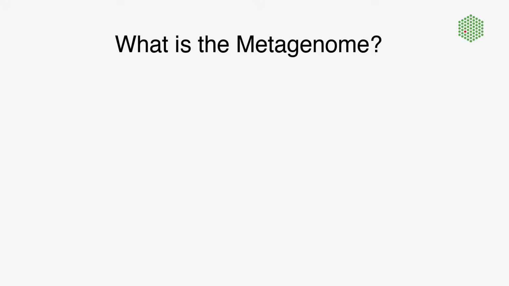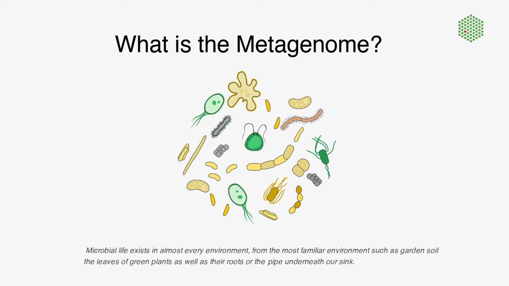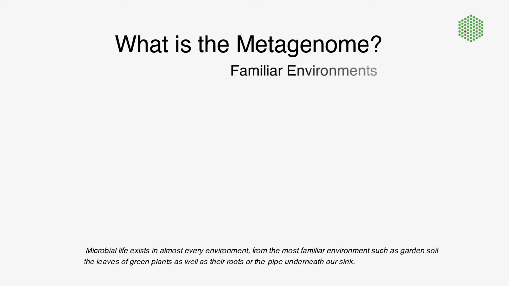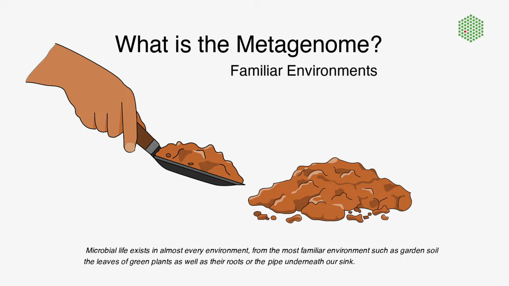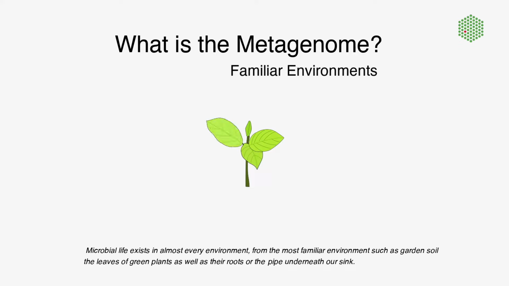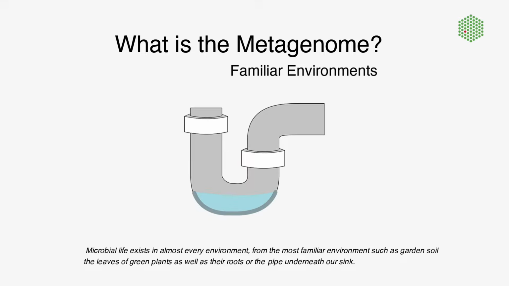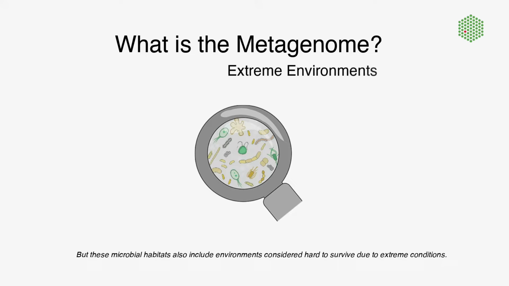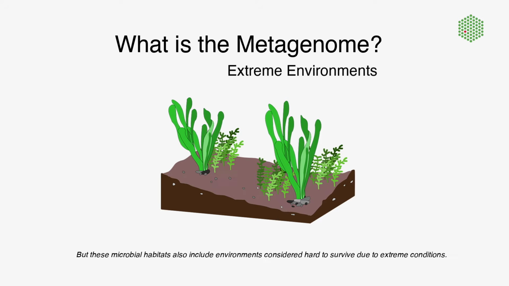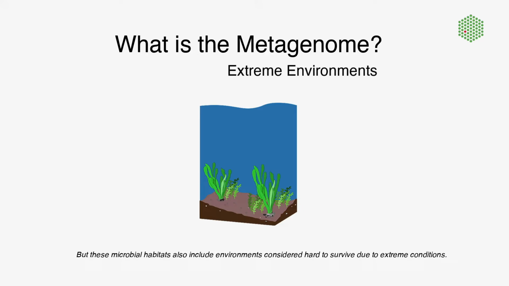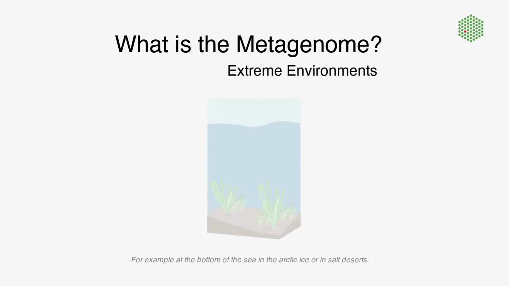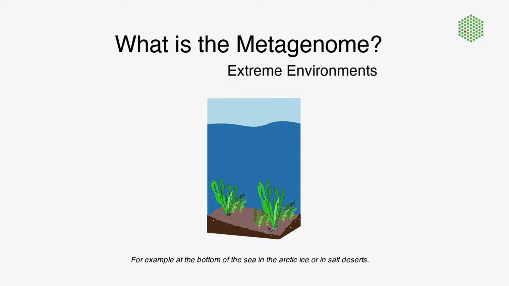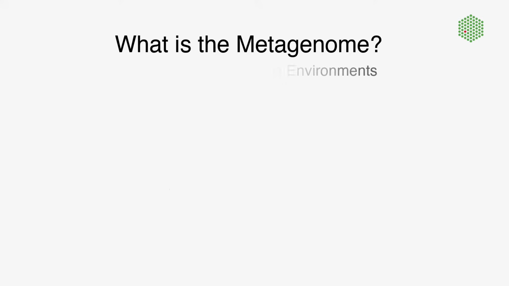What is the metagenome? Microbial life exists in almost every environment, from the most familiar environments, such as garden soil, the leaves of green plants as well as their roots, or the pipe underneath our sink. But these microbial habitats also include environments considered hard to survive due to extreme conditions. For example, at the bottom of the sea, in the Arctic ice, or in salt deserts.